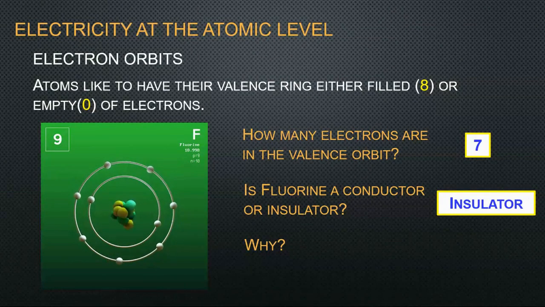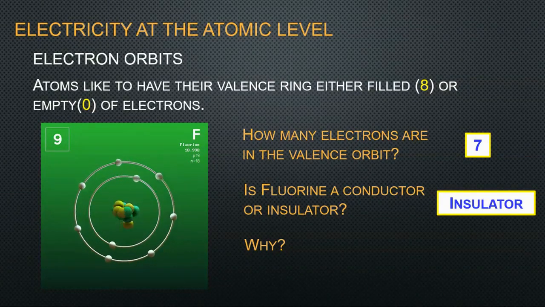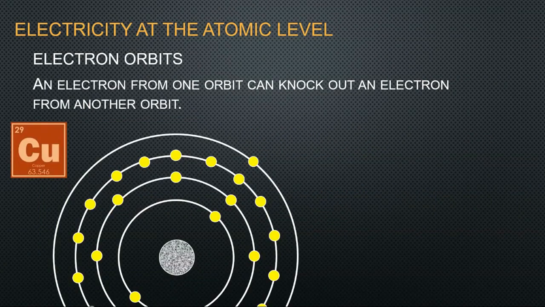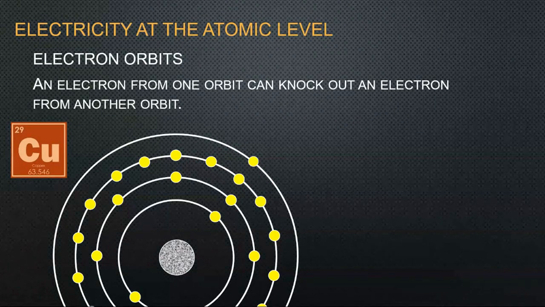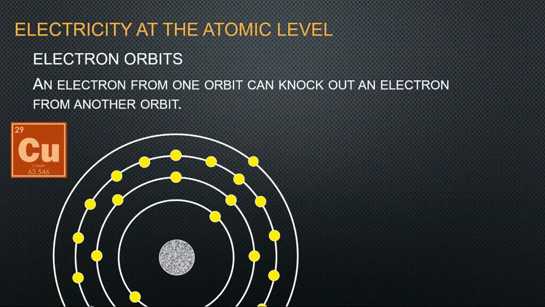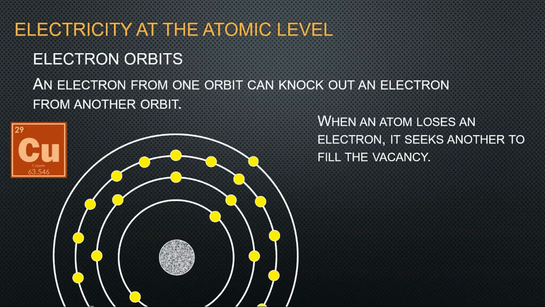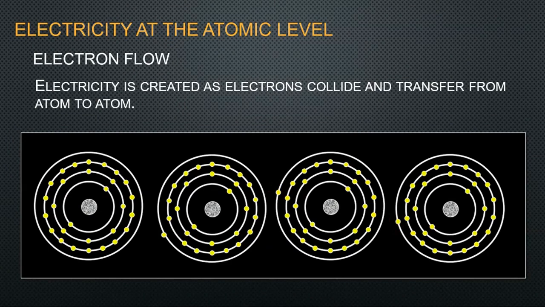The difference between conductors and insulators has everything to do with how many electrons are in the valence orbit of the atoms. An electron from one orbit can knock out an electron from another orbit. When an atom loses an electron, it becomes charged, meaning that its positively and negatively charged particles are out of balance. When this happens, the atom seeks another electron to fill the vacancy. This transfer of electrons can cause a chain reaction in which electrons flow from atom to atom, knocking electrons loose and taking their place, one by one. This flow of electrons from one atom to the next is electricity, occurring at the atomic level.